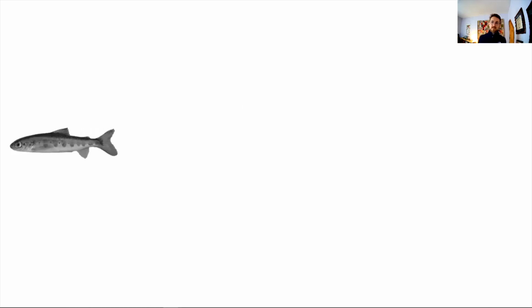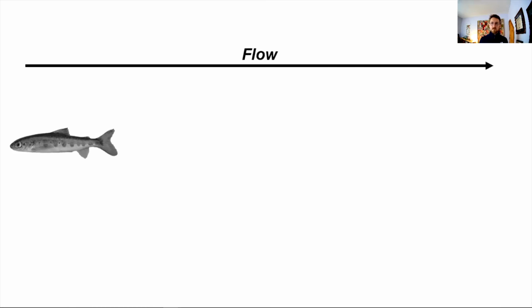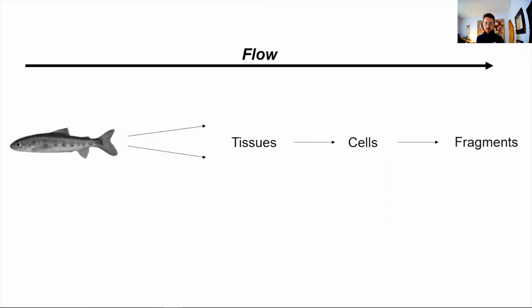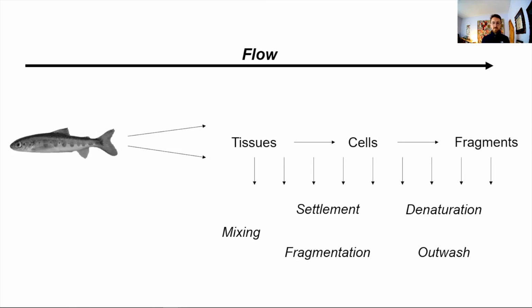But doing this is complicated. So if we have our happy little fish hanging out in a stream with some downstream flow, we've got tissues which break down into cells, which get fragmented, that release eDNA coming off the fish. And we have all these processes like mixing, settlement, denaturation, fragmentation, outwash, that are all complicating the downstream movement of eDNA. So not all sampling locations for eDNA are going to be created equal because of all these processes.